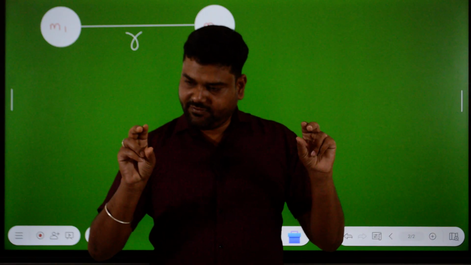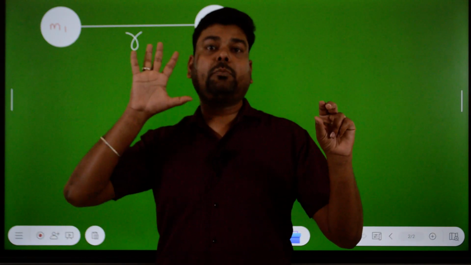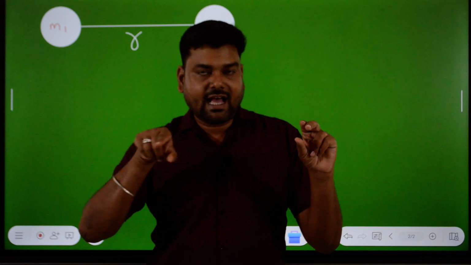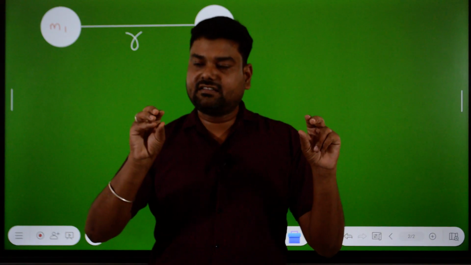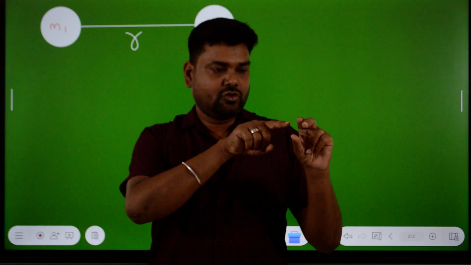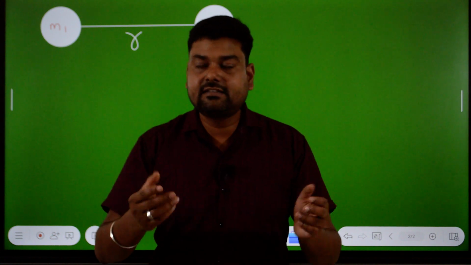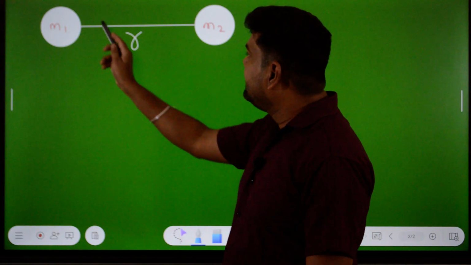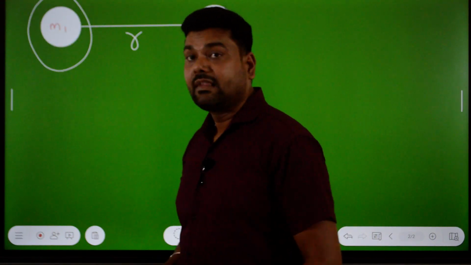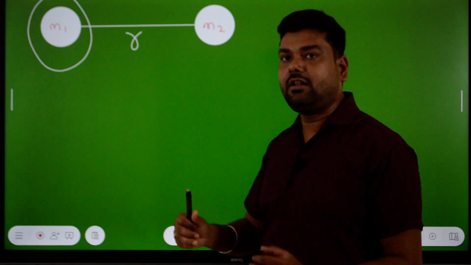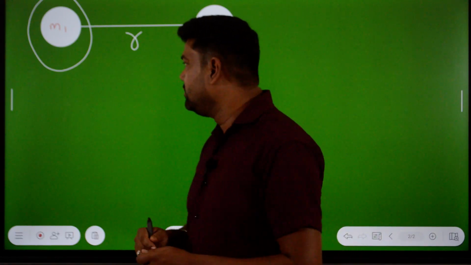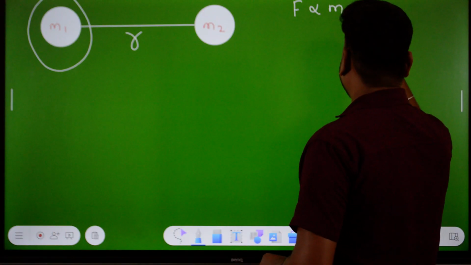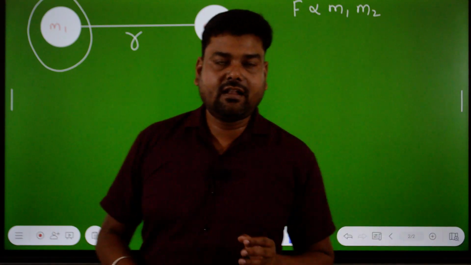If I remove the smaller magnet and bring a bigger magnet, the bigger magnet will have more power. So what will happen to the force between them? As the size of the magnet has increased, the force between the two magnets will also increase. Similarly, if this mass m1 is increased in size, the force between m1 and m2 will also increase. That's the first thing. So what we understood is that force is directly proportional to the product of masses. I hope that's quite clear, right?